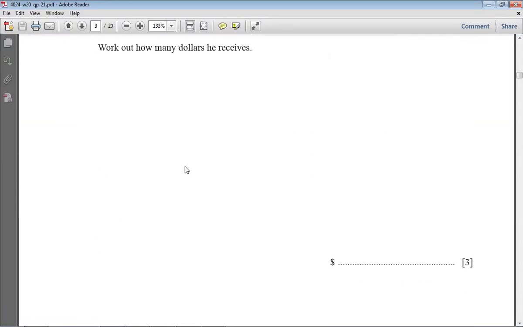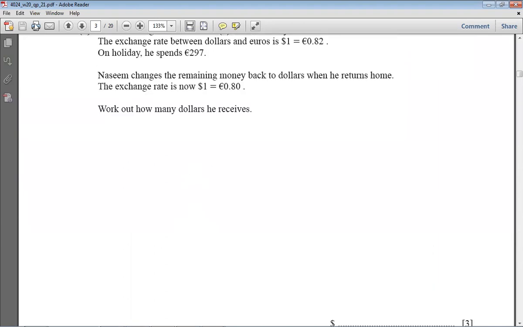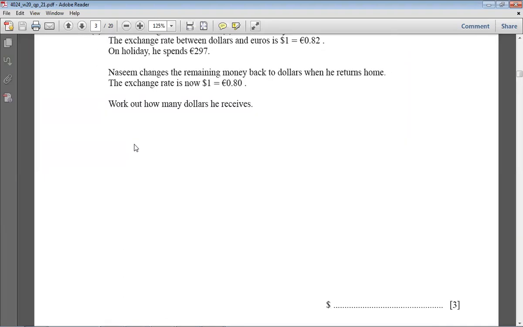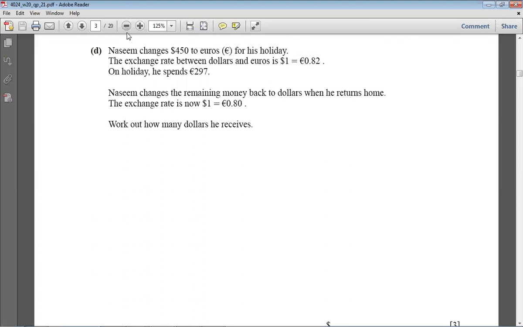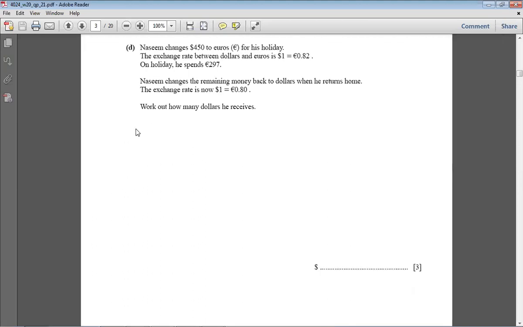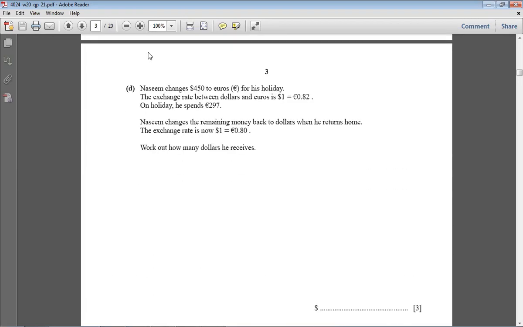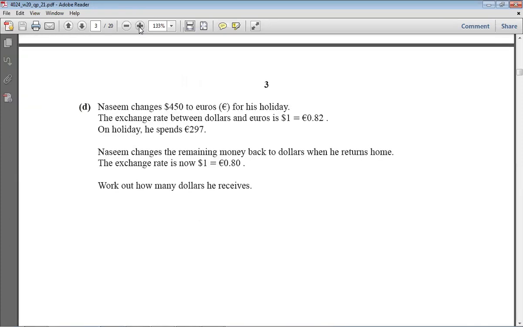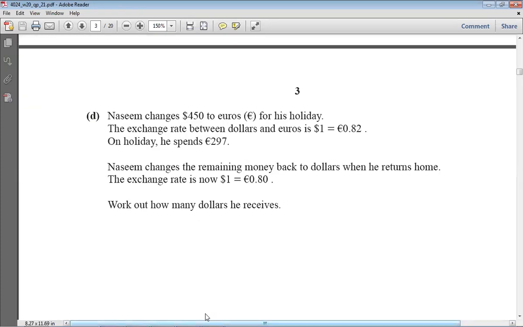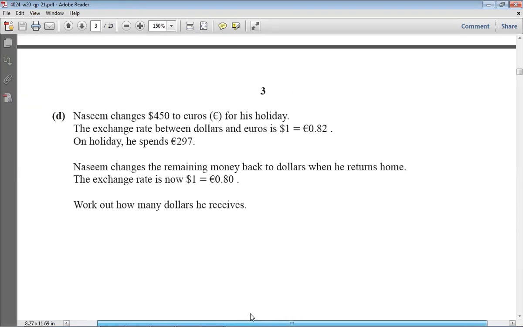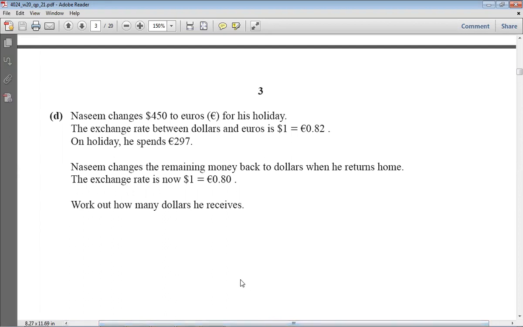Okay, so here we have the 3 marks question. It's a 3-mark question. Let me reduce the size so you can see the whole thing. Okay, Naseem changes $450. So that's the question number 1. It says that Naseem changes $450 to euros for his holidays. So he converted $450 into euros.